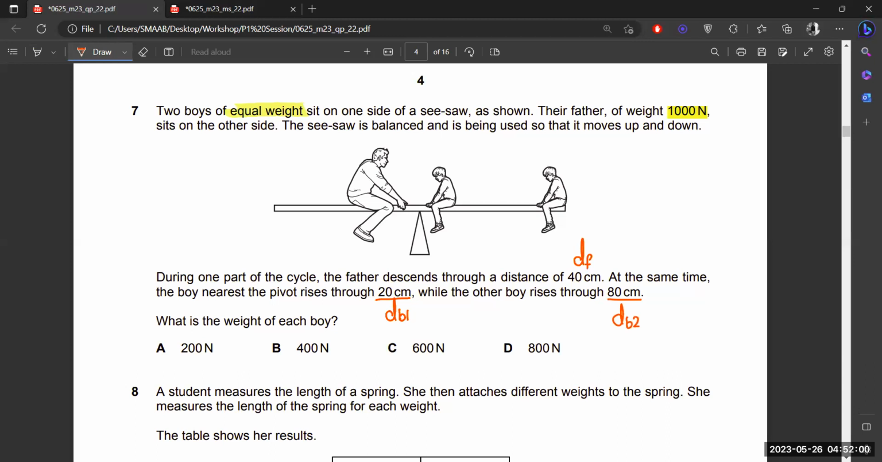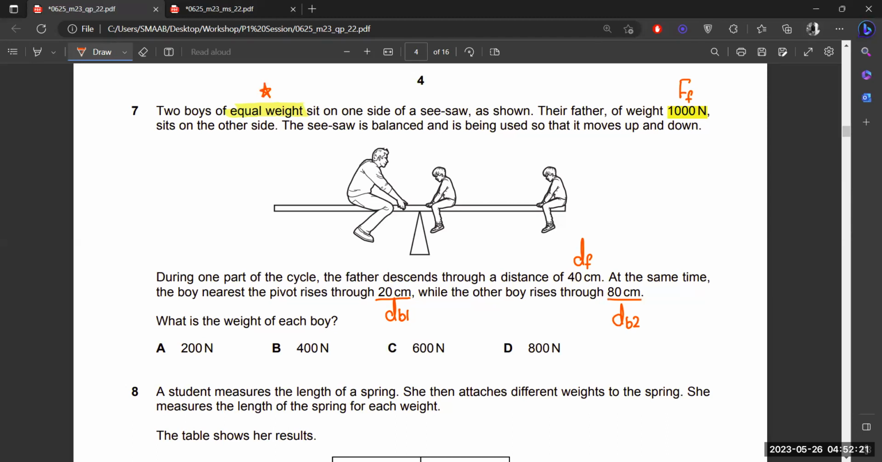Okay, so we know the value for the weight of the father, so force exerted by the father is equal to 1000 newtons. So that is the data which we extracted from the question. And what is the weight of each boy? So we know that the weight of each boy is equal, but we need to find out the value.